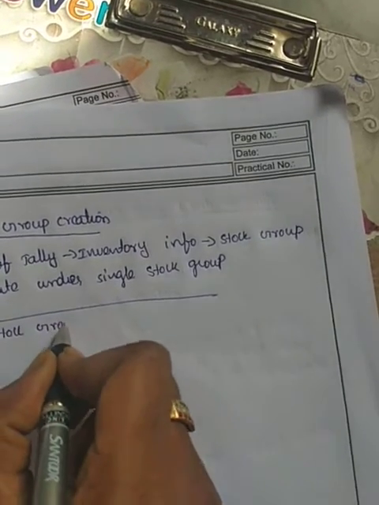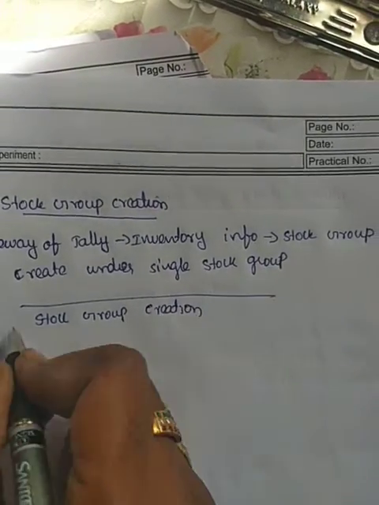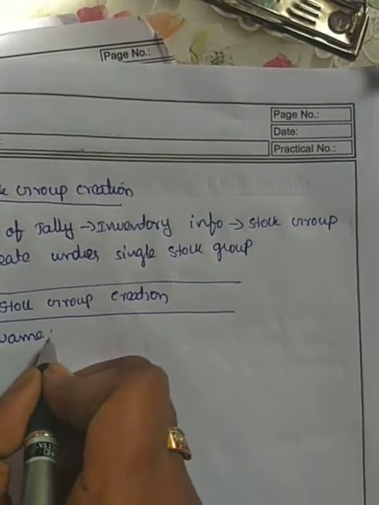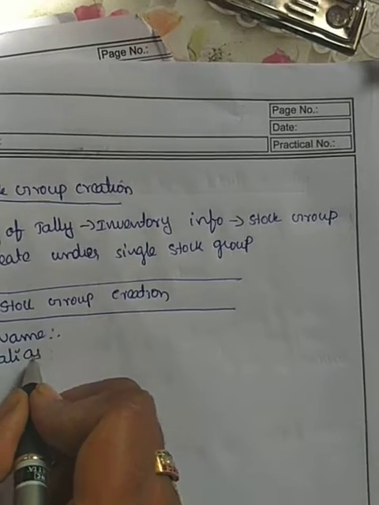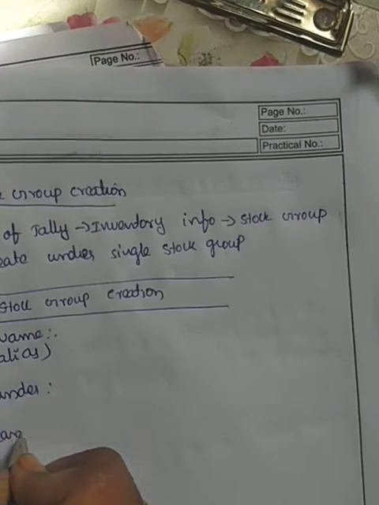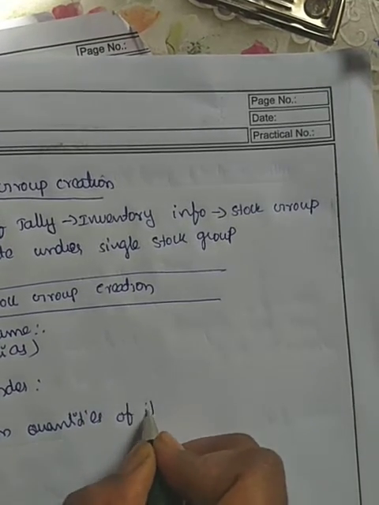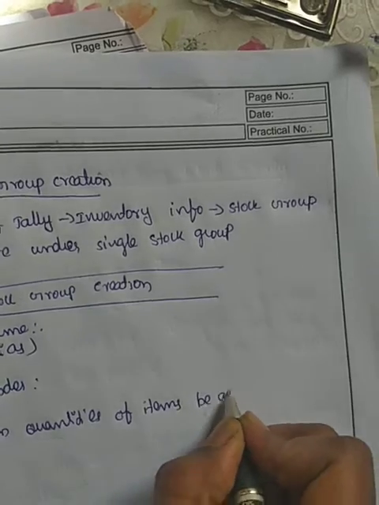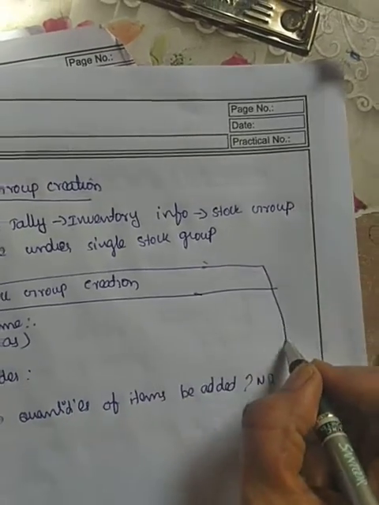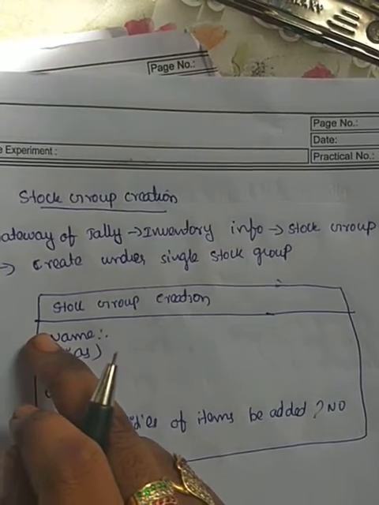This is stock group creation. Now, name of the stock group, alias. Next, under, so always under is primary. Can quantities of items be added? Then give the yes option or the no option. Next, this is the stock group creation in Gateway of Tally ERP 9.